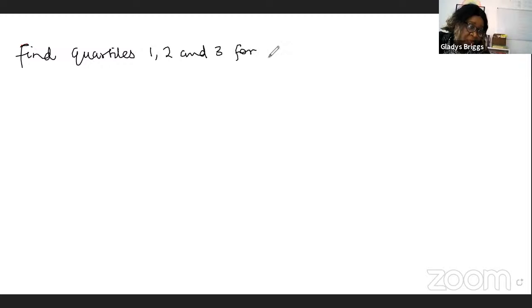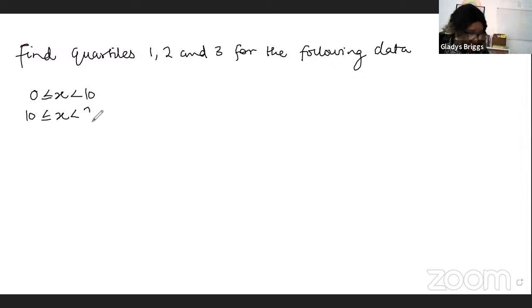Okay. Find quartiles 1, 2, and 3 for the following data. 0 is less than or equal to x is less than 10. 10 is less than or equal to x is less than 20.